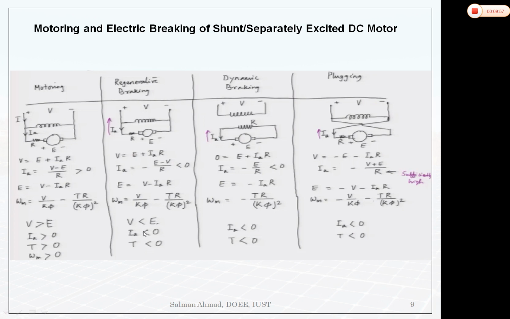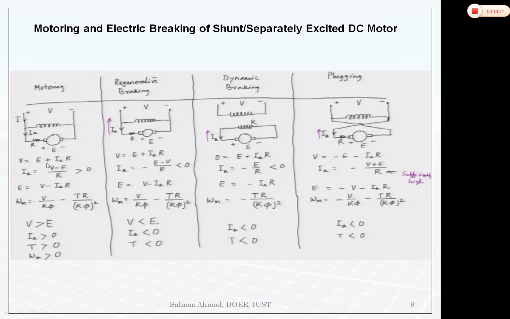Okay, so in short, if you summarize these three modes of operation, in motoring operation, if it is a DC shunt motor, the field winding is connected in parallel with the armature and is fed with the armature voltage. It is drawing current I, and the armature is drawing current, for example, IA. So we have written in the last class these three basic equations.